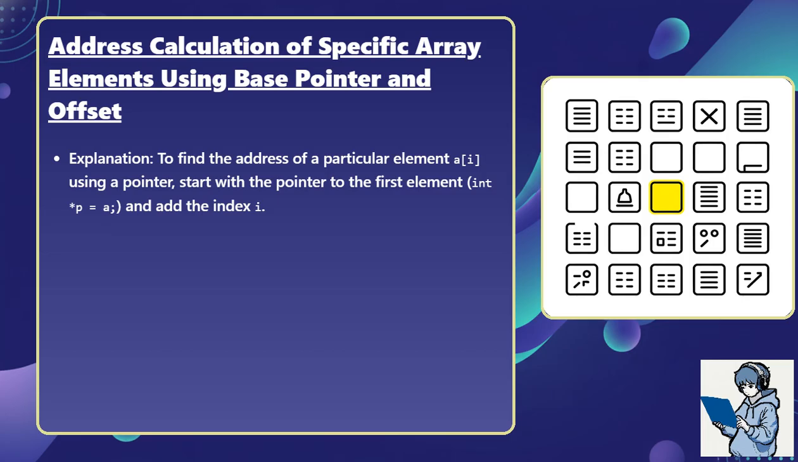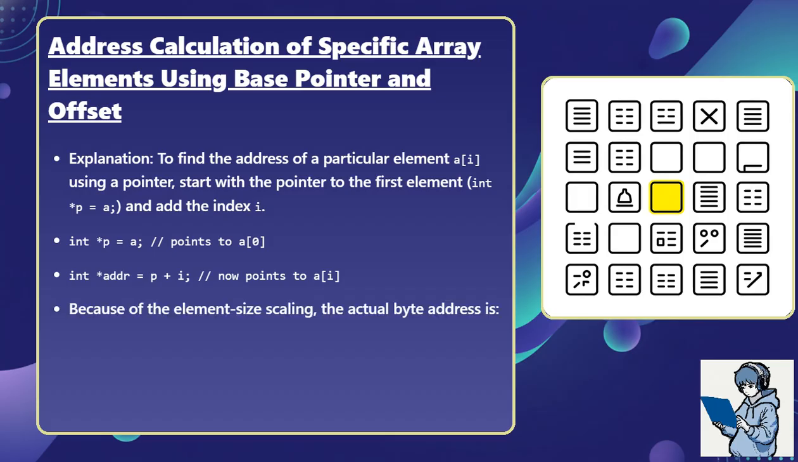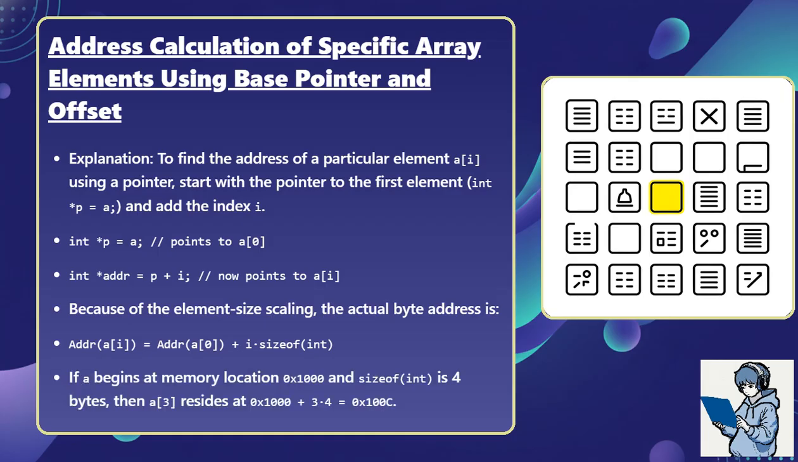Explanation: to find the address of a particular element a[i] using a pointer, start with the pointer to the first element, int *p = a, and add the index i. int *p = a; // points to a[0]. int *iter = p + i; // now points to a[i]. Because of the element size scaling, the actual byte address is address of a[i] equals address of a[0] plus i multiplied by sizeof(int). If it begins at memory location 0x1000 and sizeof(int) is 4 bytes, then a[3] resides at 0x1000 plus 3 times 4 equals 0x100c.